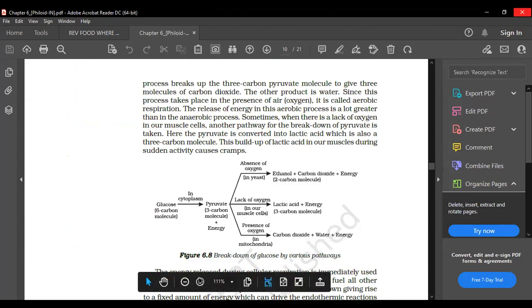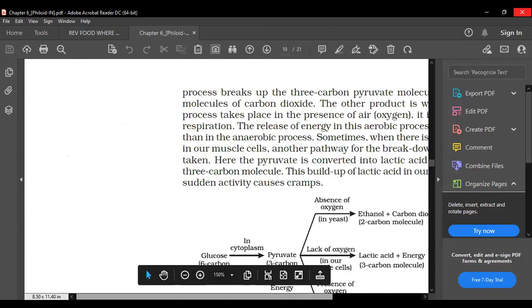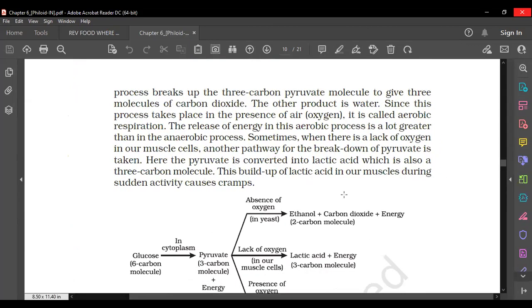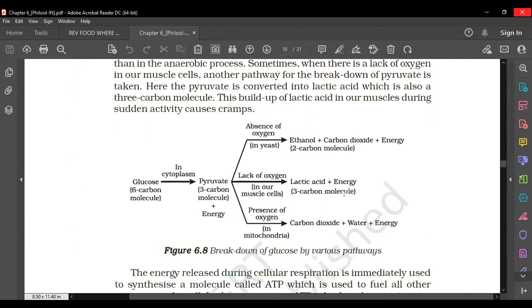Ethanol, alcohol plus carbon dioxide plus energy. Can you see this? Yes, sir. Now see the chart. One minute, sir, I'm taking a screenshot.